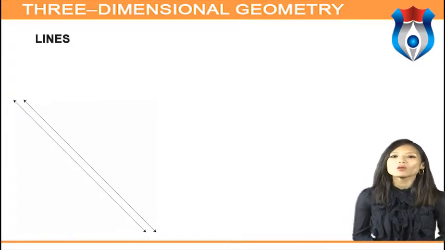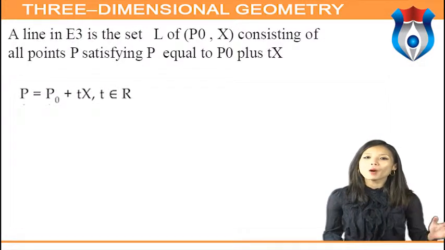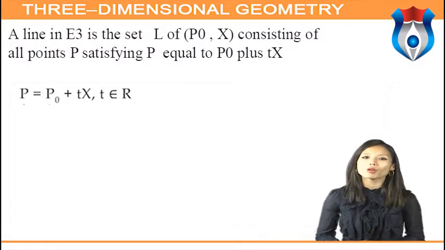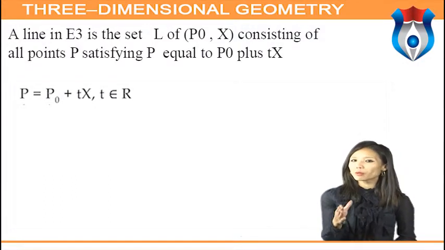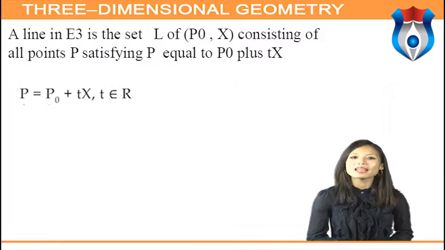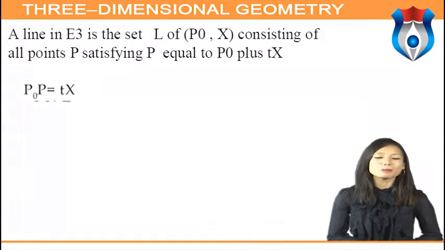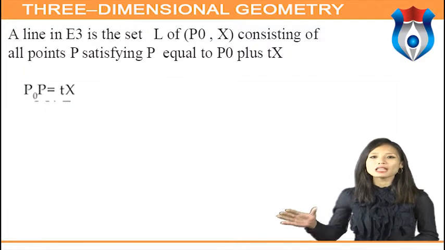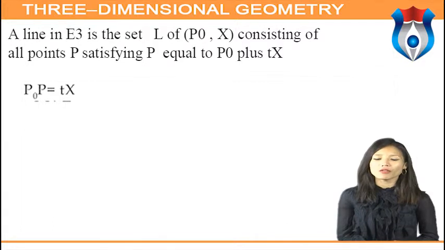Now we will understand what lines are. A line in E^3 is a set L(P0, X) consisting of all points P satisfying P = P0 + tX, where t is an element of R, or equivalently P - P0 = tX for some fixed point P0 and fixed non-zero vector X.